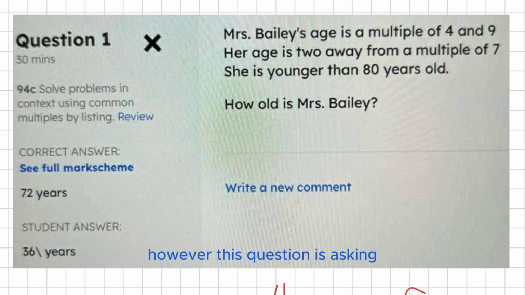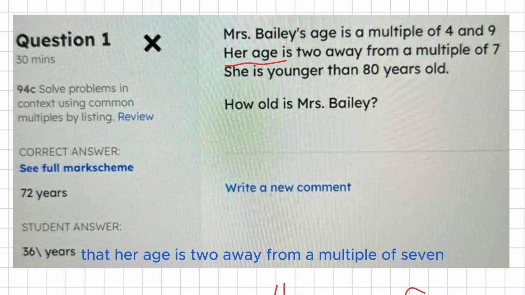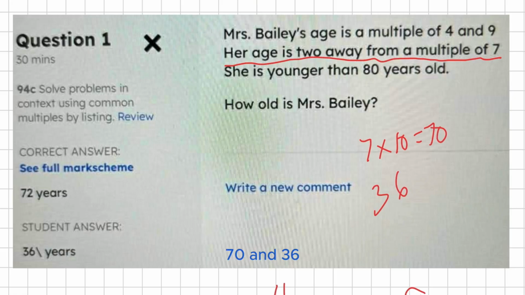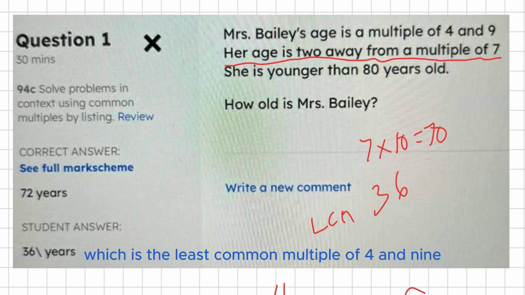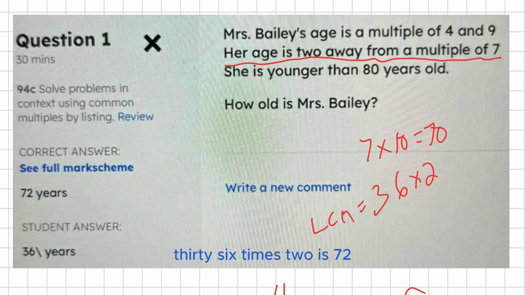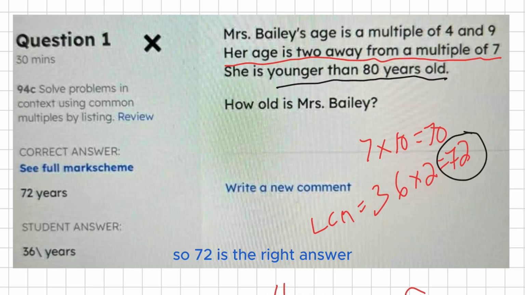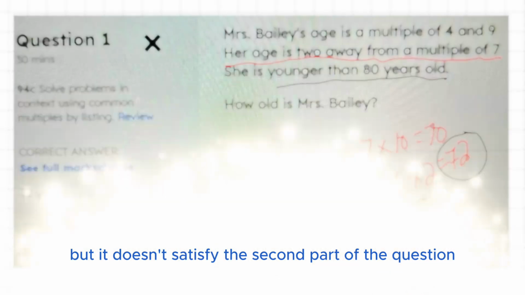However, this question is saying that her age is 2 away from a multiple of 7. So I know that 7 times 10 is 70, and 36, which is the least common multiple of 4 and 9, times 2 is 72. And that is 2 away from 70, and also it still makes Miss Bailey younger than 80 years old. So 72 is the right answer. 36 was close, but it doesn't satisfy the second part of the question.